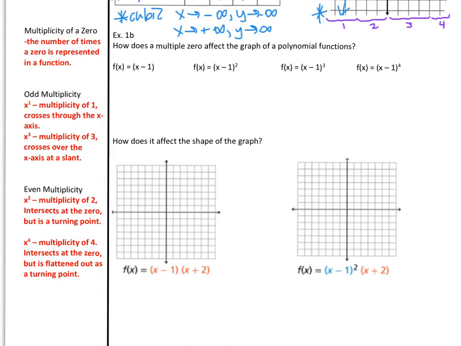Example 1b. How does a multiple 0 affect the graph of a polynomial function? Oh, that should be singular, not plural. A polynomial function. So f of x equals x minus 1. That's just a linear function.